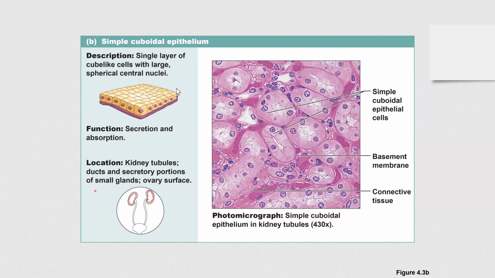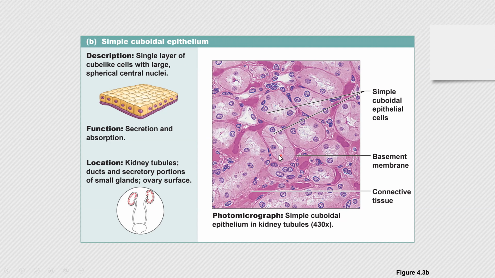Next tissue is simple cuboidal. So it's simple, so it's a single layer of cube-like cells with large spherical central nuclei. So again, this purple represent basement membrane and then cuboidal cells, and those circles inside are nuclei. Now, if you look at this tissue over here, we have tubes again. So you see, this is one tube, here's another tube, here's another tube, and all those tubes, they are made of cuboidal cells.